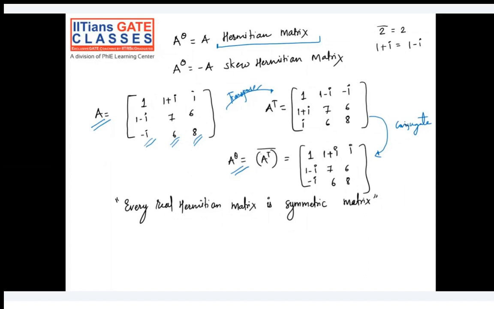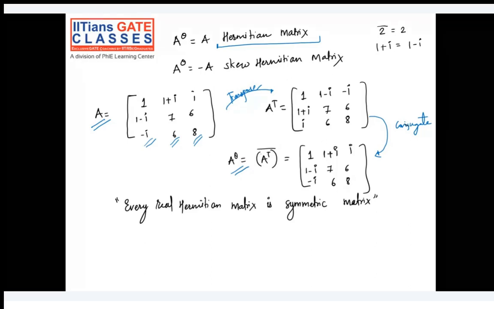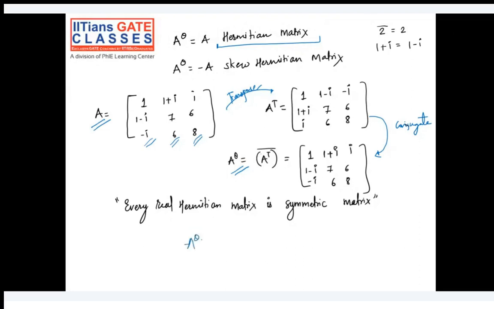One more sentence I would like to say is that every real Hermitian matrix is a symmetric matrix. Can I say it like this? Because in a Hermitian matrix, A raised to the power theta is equal to A, right? And in theta, what are we doing? We are taking A transpose conjugate, or A conjugate transpose. If the matrix is real, then there is no significance of the conjugate, right? So it is the same as saying A transpose.